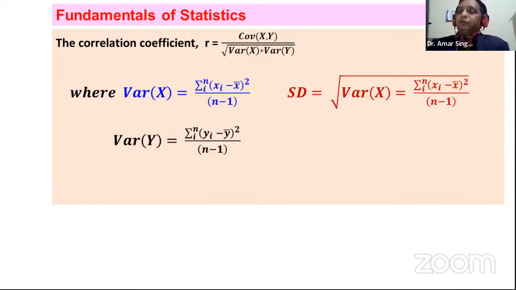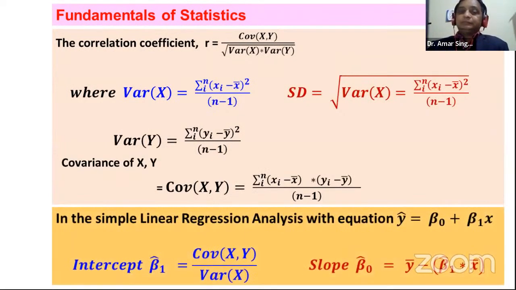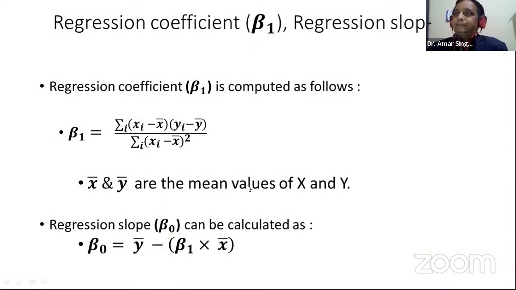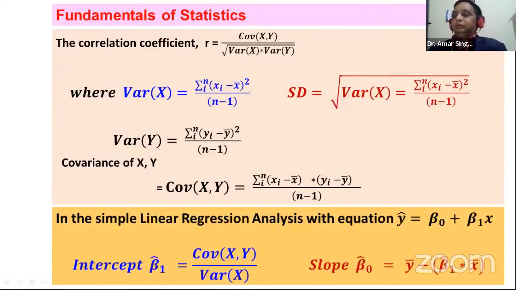To compute the values of B0 and B1, which are the coefficients, the parameters of the regression model, we have these two equations: B1 is the covariance of X and Y divided by the variance of X. And B0 can be computed as the mean of Y minus B1 multiplied by the mean of X. X is my input data and Y is my output data.